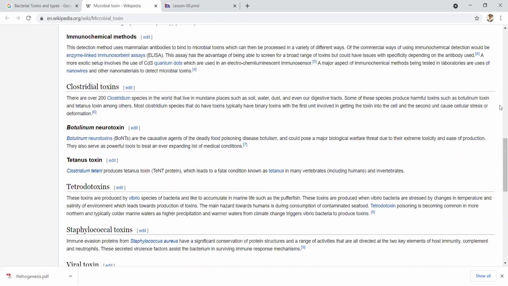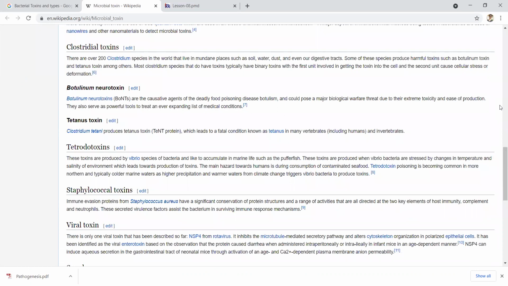Then there are some more toxins like Clostridial toxin. Clostridium is a bacterial genus, and it includes around 200 species in the world, and you can find them in various places in the environment. Some of these species produce harmful toxins such as botulinum toxin and tetanus toxin. I hope even though you may not have heard before about botulinum, you have heard about tetanus.